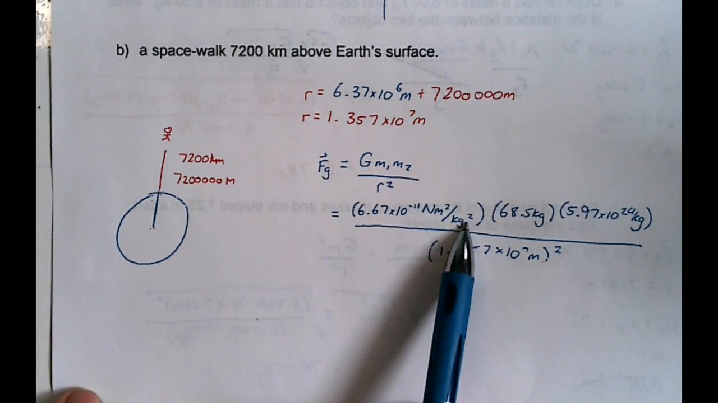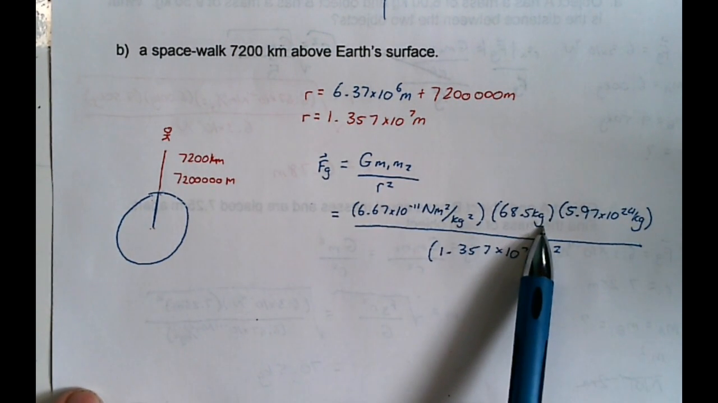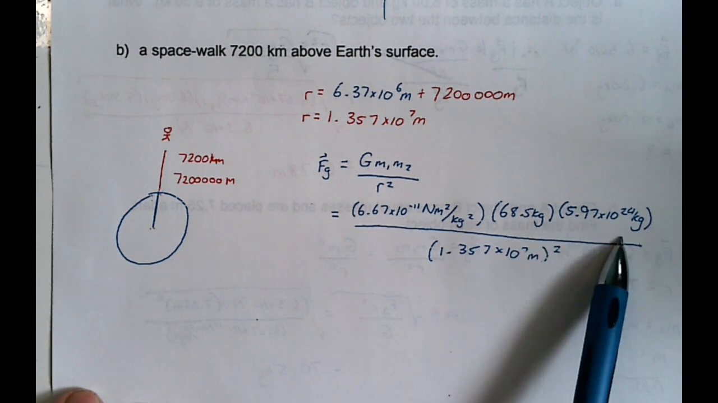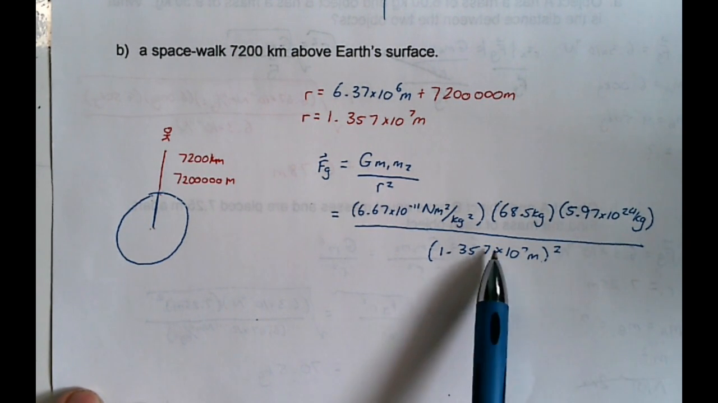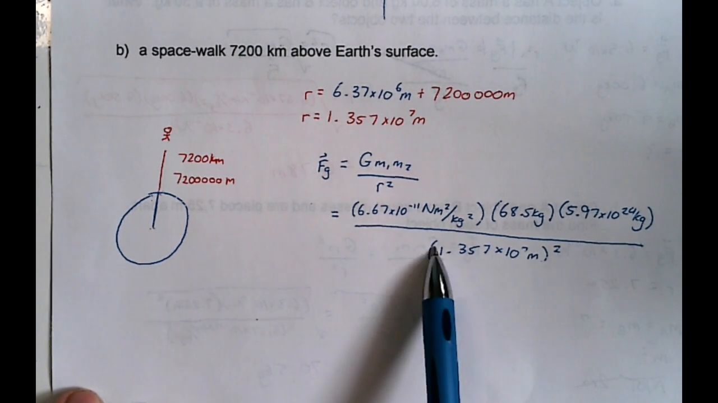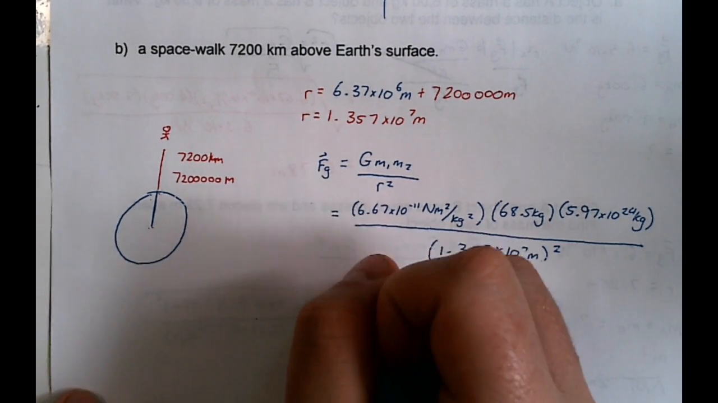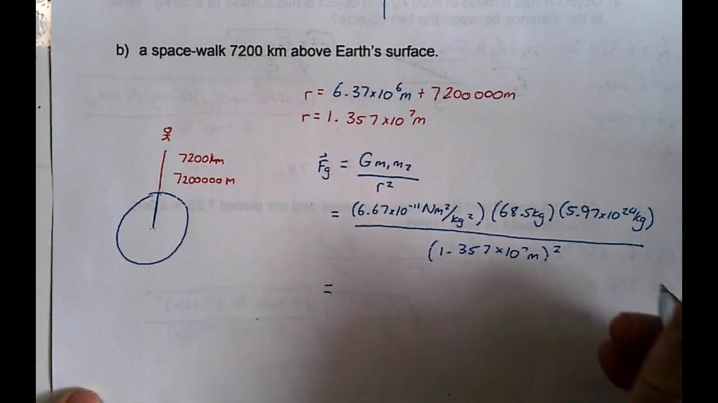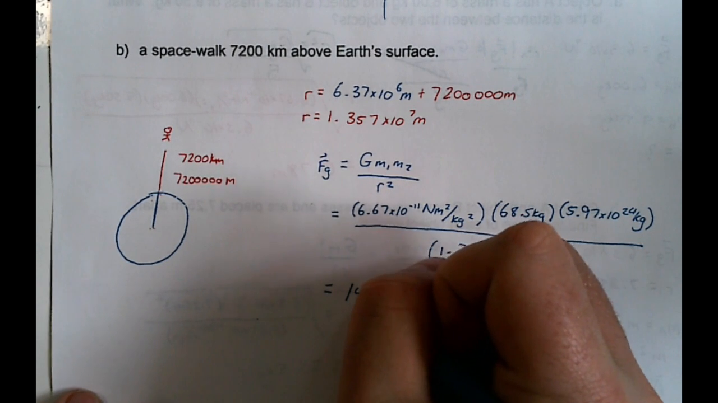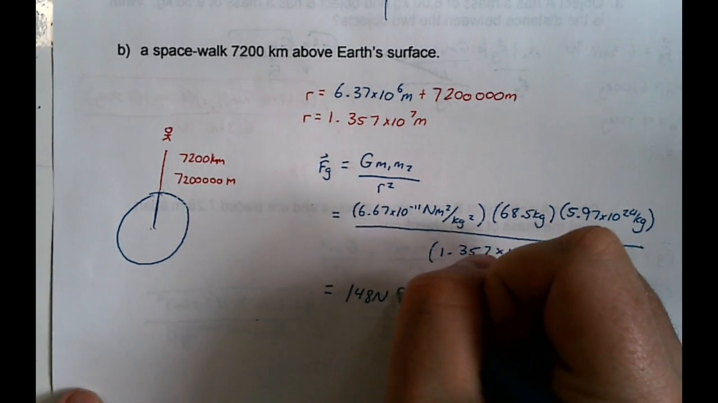Again, this is a constant, this is the mass of the astronaut, this is the mass of the Earth on your formula sheet. And then this is the distance between that we found up here. When you plug that all into your calculator, you should get an answer of 148 newtons down.